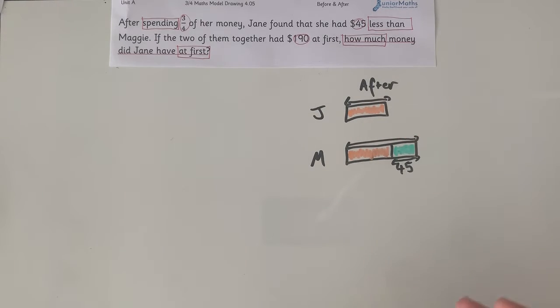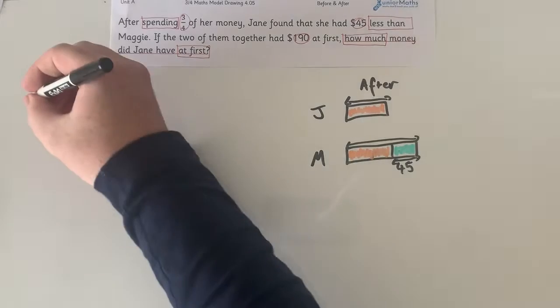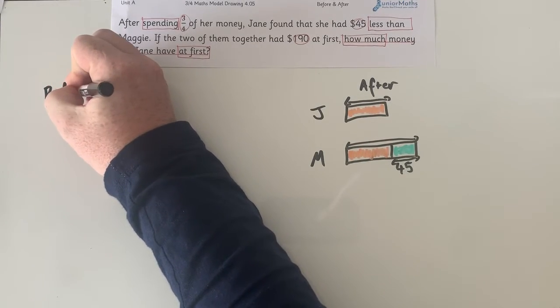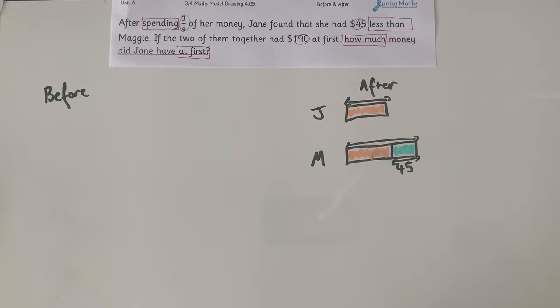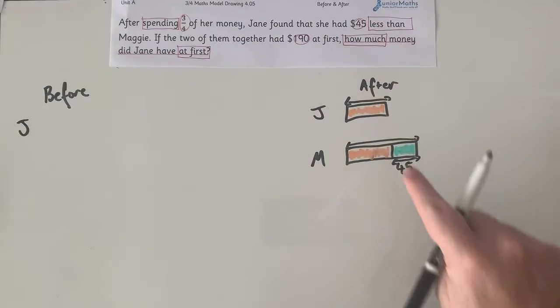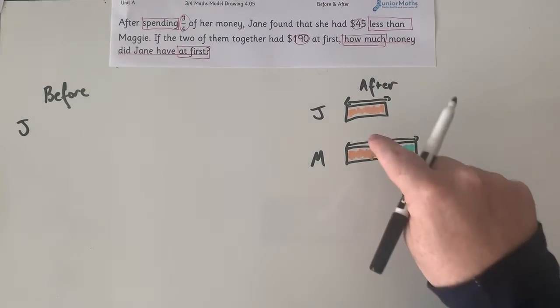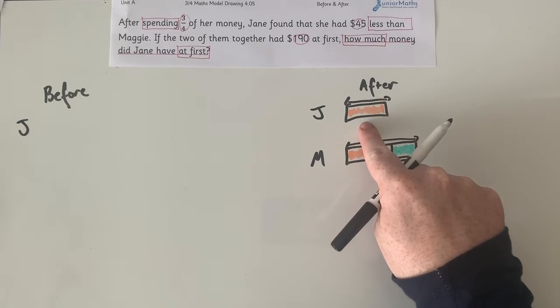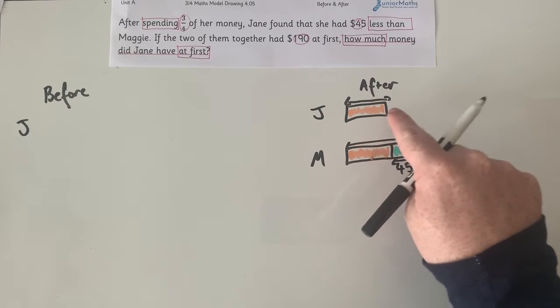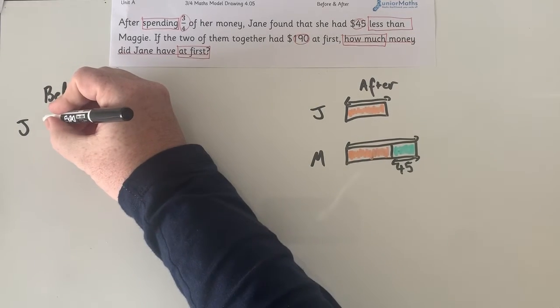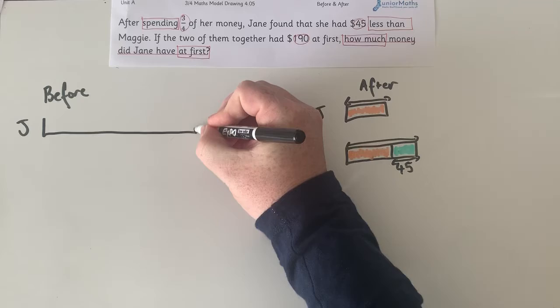And we're trying to find out how much. So before, Jane must have had four equal parts, because if she spent three quarters, she only has one quarter left. So this is one quarter, two quarters, three quarters, four quarters. I would need to draw the whole amount.